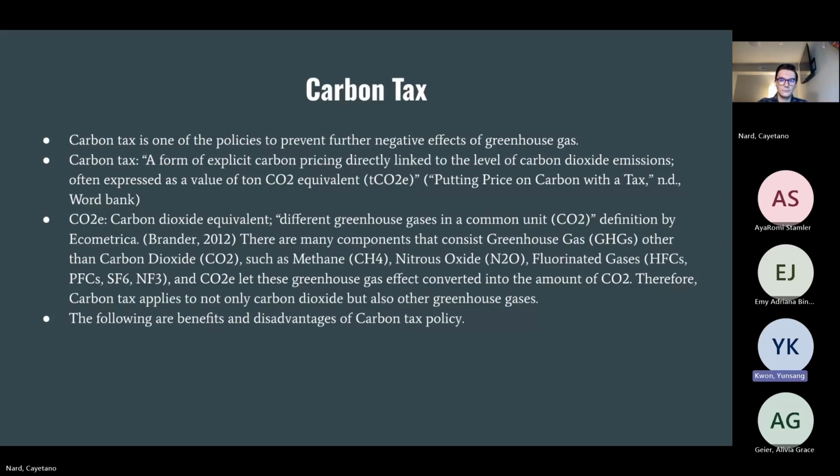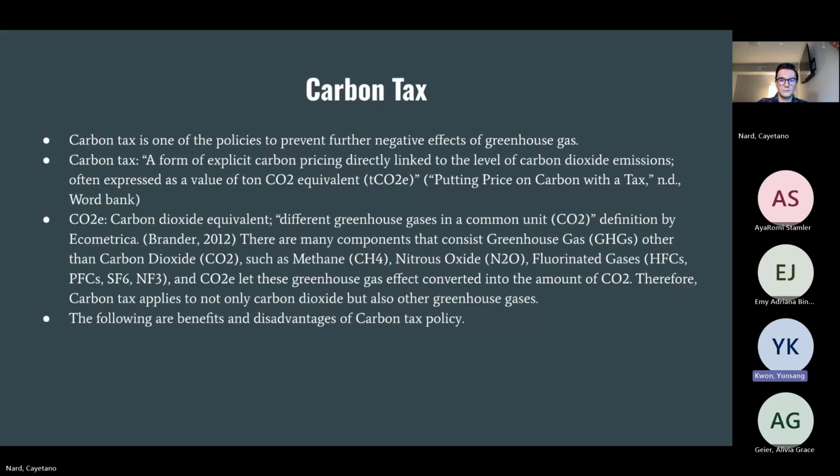CO2e is carbon dioxide equivalent. Different greenhouse gases in a common unit, which is CO2, according to the definition by Ecometrica. There are many components that make up greenhouse gas other than carbon dioxide, such as methane, nitrous oxide, and fluorinated gases. CO2e lets this greenhouse gas effect be converted into the amount of CO2. Therefore, carbon tax applies to not only carbon dioxide but also other greenhouse gases.